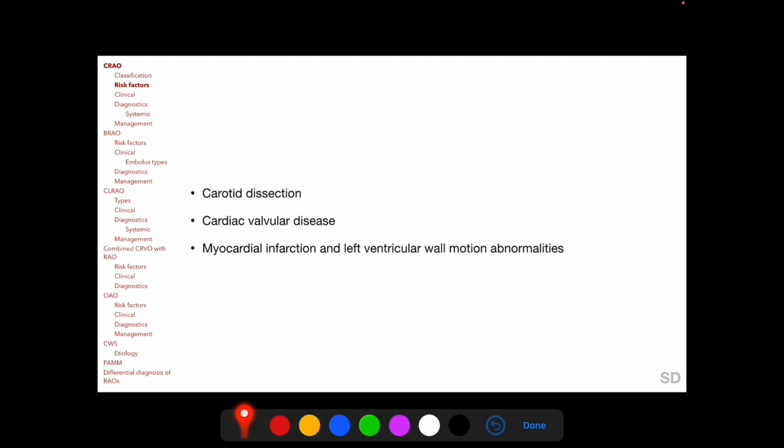Other sources of embolus which may cause central retinal artery occlusion include carotid dissection and cardiac valvular disease, which, as we have discussed, occur more commonly in younger patients, and myocardial infarction and left ventricular wall motion abnormalities.